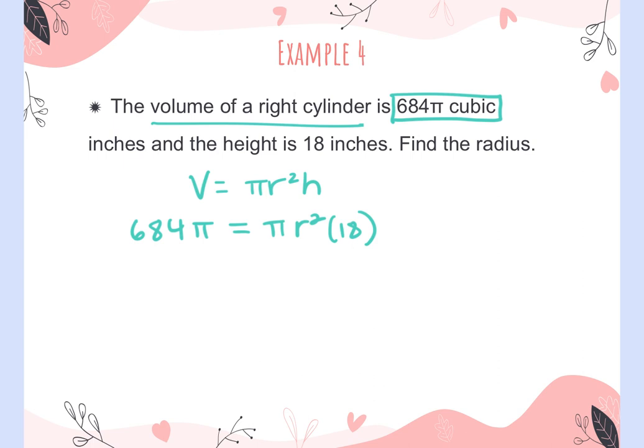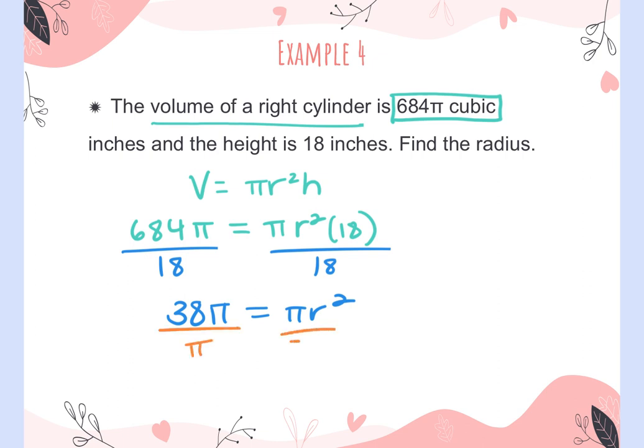Divide 684 by 18, that's r squared. Okay, I could divide both of them by 18. 684 divided by 18 is 38. So 38 pi equals pi r squared. And then r squared equals 38. We'll get rid of the pi first, right? Pi, go down.